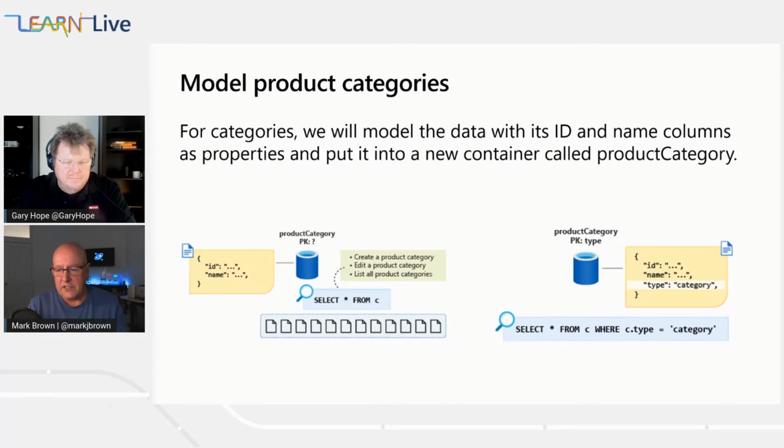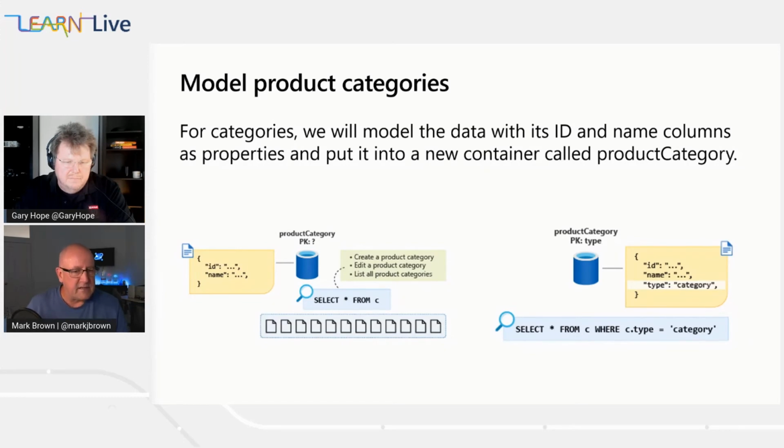But I'm going to make a change here, and I'm going to do something that's going to look a little different. I'm going to add a new property. We're going to call this a type property, and it's functionally a discriminator property. And I'm going to give it a constant value. For product category, I'm going to put in the value category and have that for every single document that's a product category within my database. So now I'm going to have this new query, select star from C where C.type equals category. Now I've got a way to have all of my product category data on the same logical partition. Now, I realize this looks a little weird.